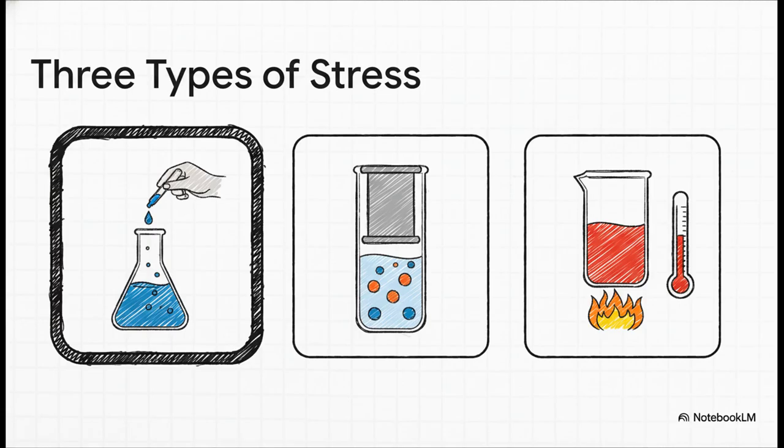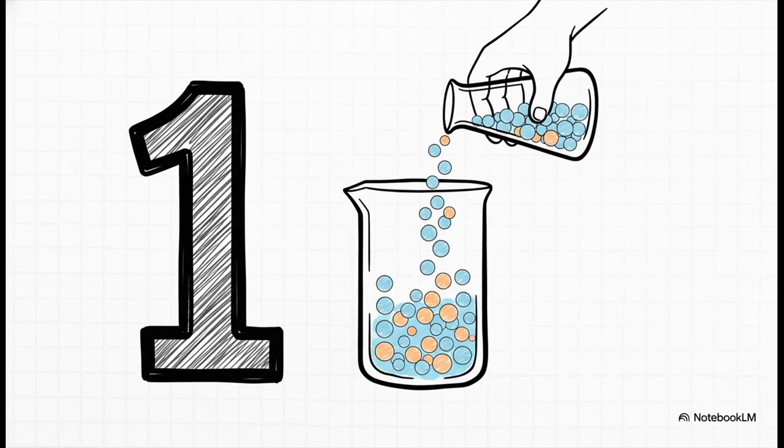First, you can change the concentration. That's basically just adding or removing one of the ingredients. Second, and this one's for gases, you can change the pressure by, say, squeezing the container. And third, you can change the temperature, heat it up or cool it down. Each one of these things will knock the system out of whack and force it to respond. Let's start with that first one, concentration. This one's probably the most straightforward.